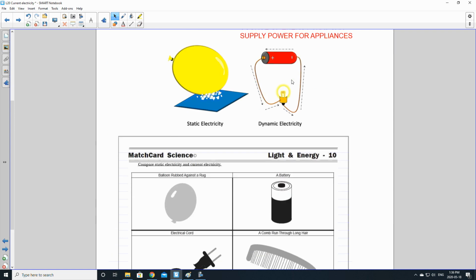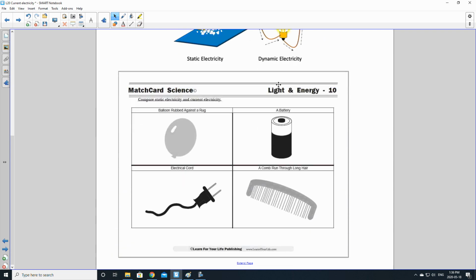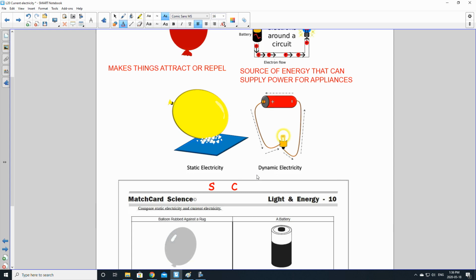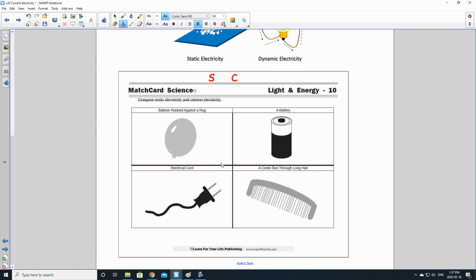Let's complete this warm-up by thinking about whether or not these items will cause static electricity. I'm going to put a big S here, or if it will cause current electricity. Take a look at these items: a balloon, an electrical cord, a battery, and a comb that's run through long hair. For these four items, think to yourself whether static electricity or current electricity is going to be produced. Pause the video, think about it, and then come back to me.